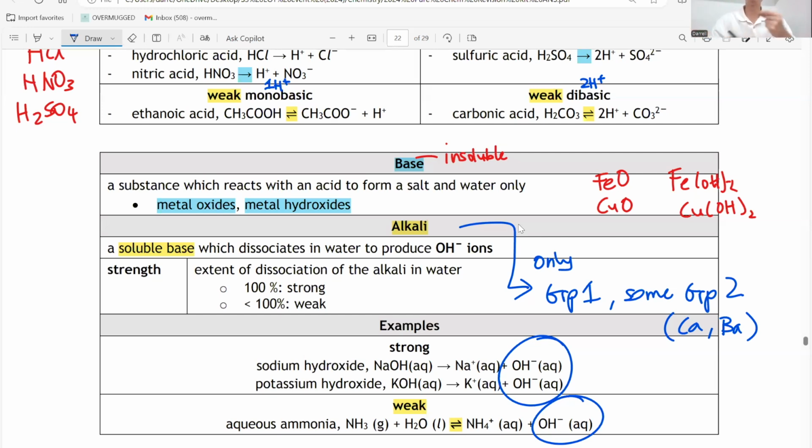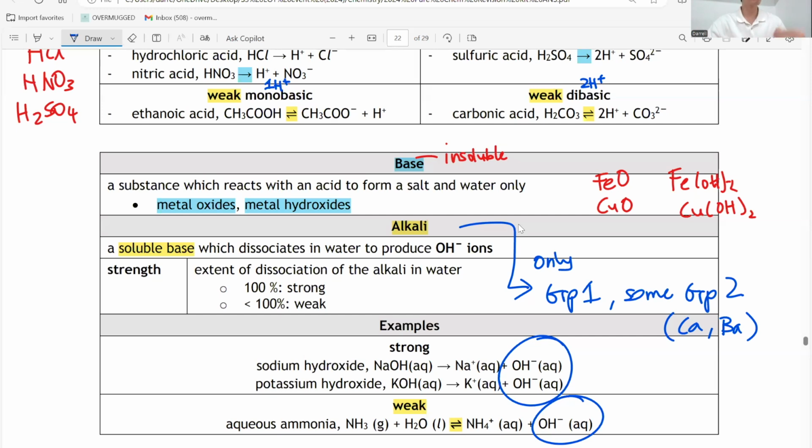But let me elaborate a bit further. This one is the part I need you all to understand. Base is very big. There's a lot of base. But within these bases, there's a very small, very tiny elite group that we call alkaline. And what's so special about alkalines? Alkalines are soluble in water. Indirectly, I'm implying that most bases are insoluble. But if you are soluble, you get an elite status. You are known as alkaline. And alkalines are the ones that dissociate in water to produce OH- ions.